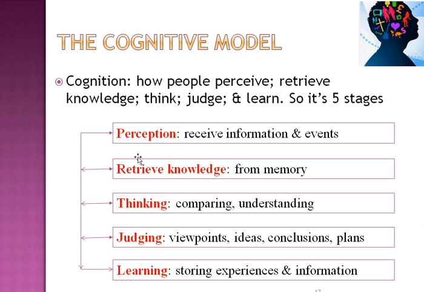In order to compare between what we have received and what we know, what is in our memory, we retrieve knowledge from memory. This is stage number 2. And then the comparison process and understanding is the thinking stage. Then we come up with some judgment, viewpoints, conclusions, and then in the end we store what we have learned from this, which is called the learning stage. We add to what we discussed in chapter 1 here in this chapter, about what or where creativity is in this cognitive model.